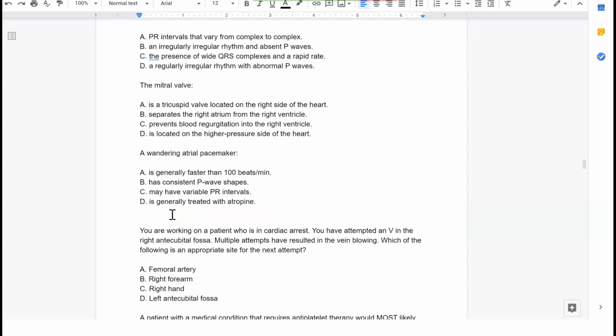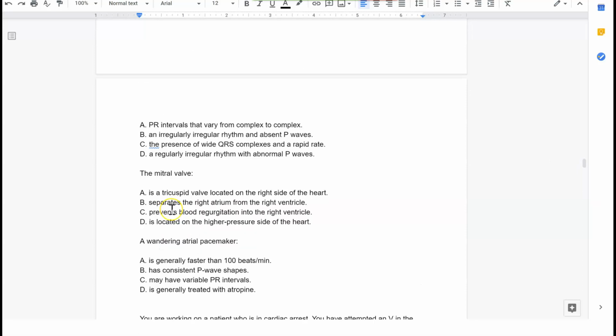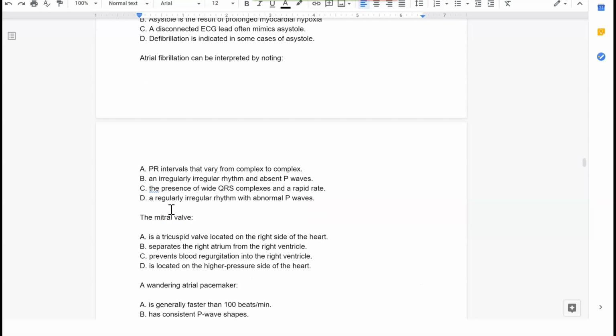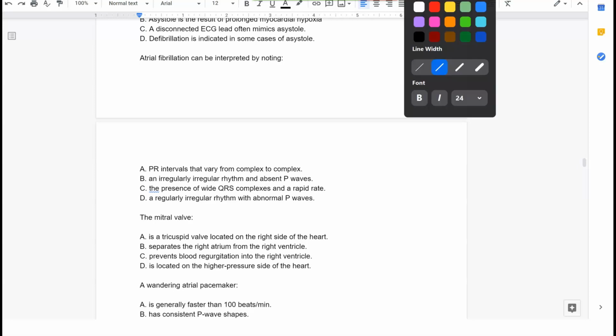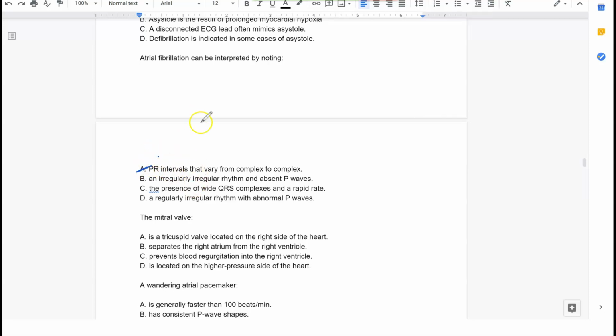AFib can be interpreted by noting. PR intervals that vary from complex to complex? No, because you don't even have PR intervals in AFib. Irregular rhythm with absent P waves? So far, yes. This is my answer. Presence of wide QRS complexes in a rapid rate? Not necessarily. Irregular rhythm with abnormal P waves? No, that's more describing a second degree heart block, right? AFib is your irregularly irregular rhythm.